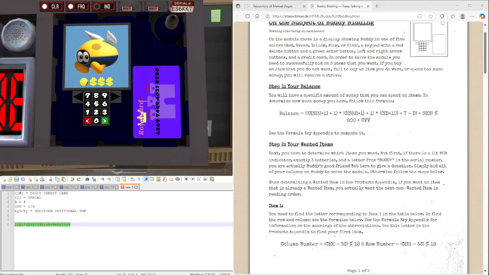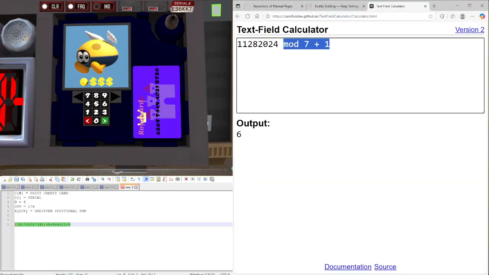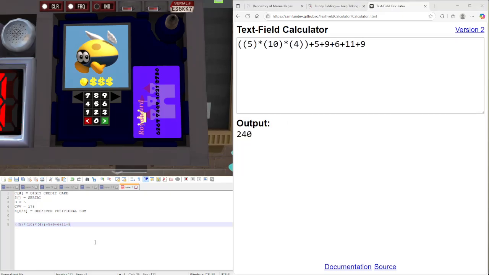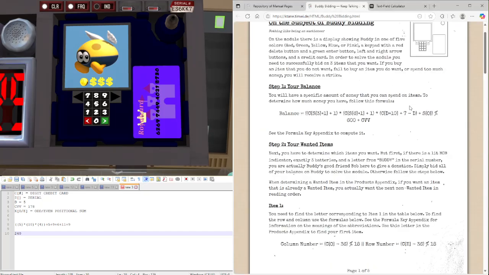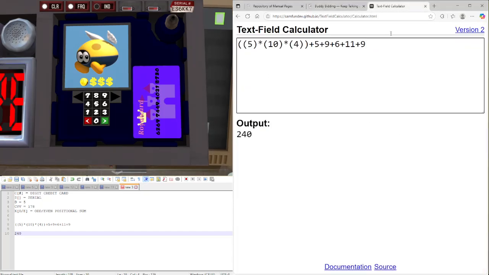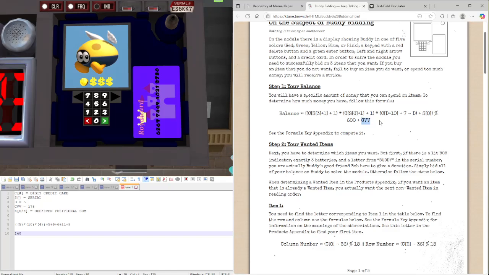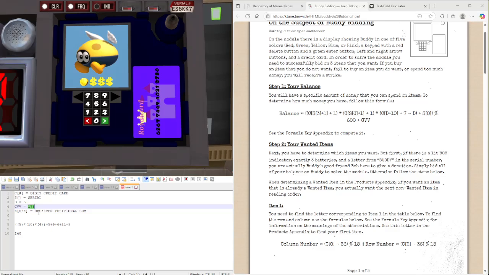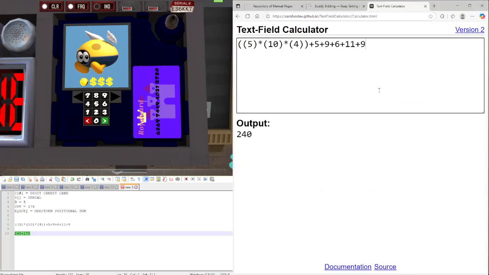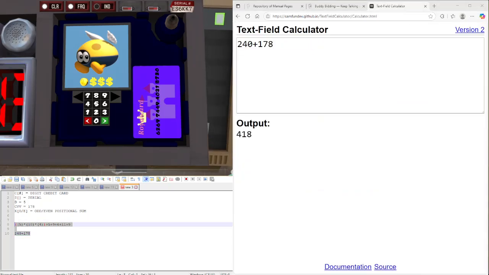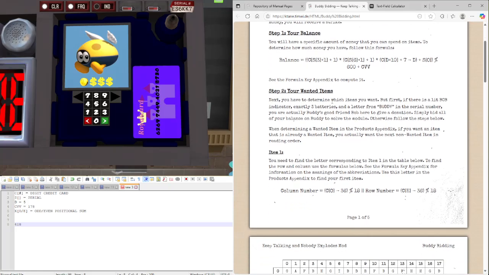Putting this into the calculator, we get 240. And then finally, mod 600, we don't do that because it's not bigger than 600. Then add the CVV, and we get 418. So our budget is 418. This is our balance, and effectively we can't exceed this.